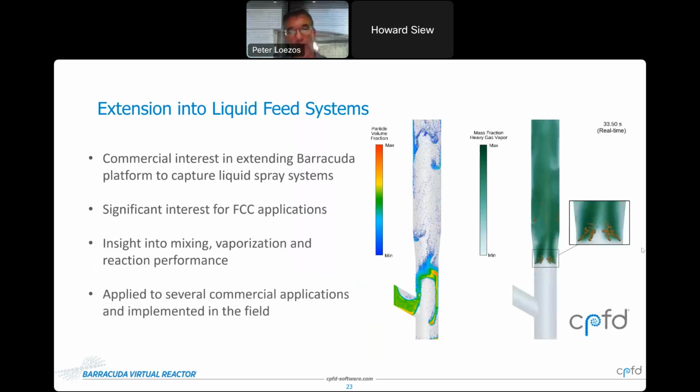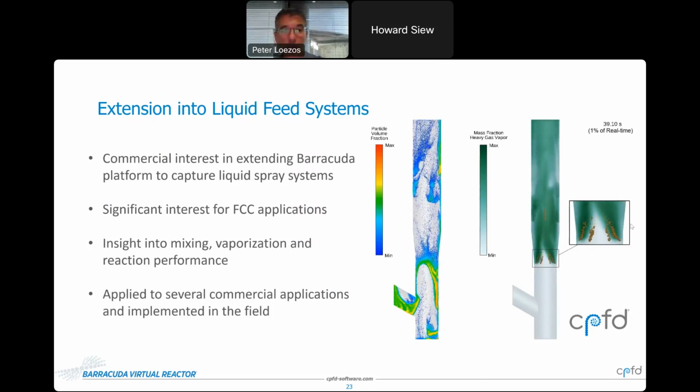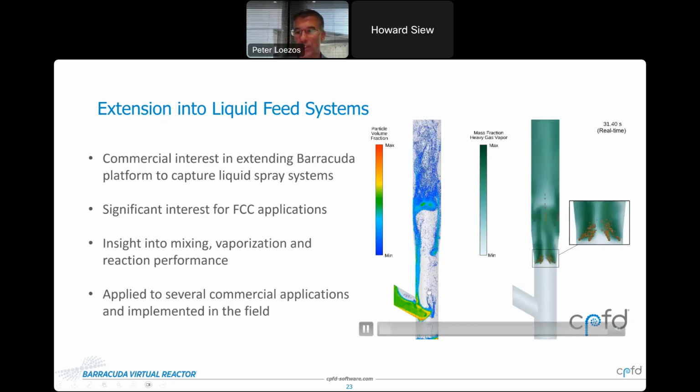So now let me talk about our extension into liquid feed systems. There's been significant commercial interest in extending the Barracuda platform to capture liquid spray systems, and specifically for FCC applications. So our clients wanted insight into the mixing, vaporization, and reaction performance. And this liquid feed model has been applied to several commercial applications that have been implemented in the field. I'm showing you an example of this in the animation on the right.